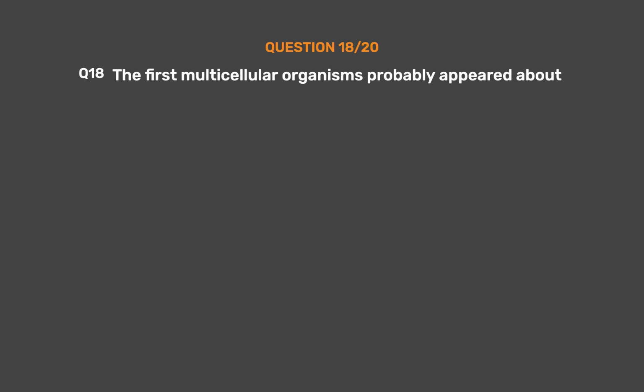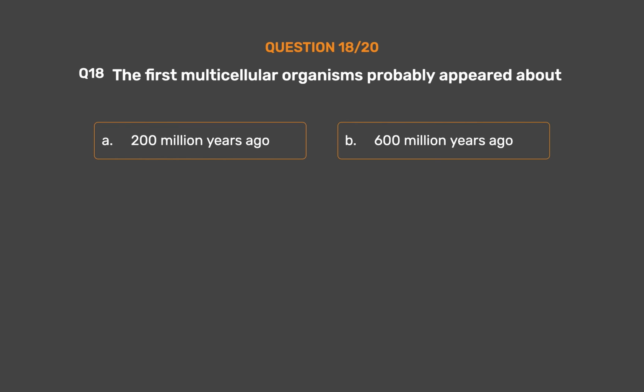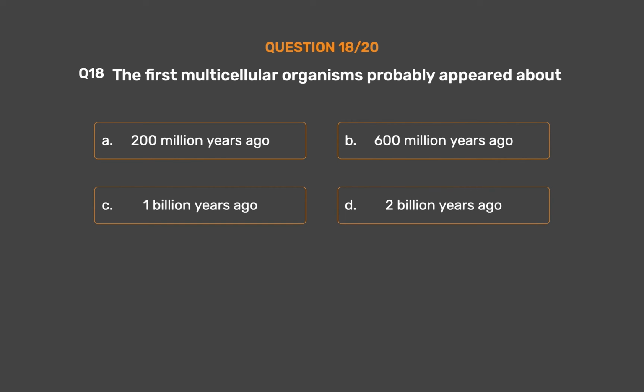Question number 18. The first multicellular organisms probably appeared about option A, 200 million years ago. Option B, 600 million years ago. Option C, 1 billion years ago. Option D, 2 billion years ago. The correct answer is option C, 1 billion years ago.